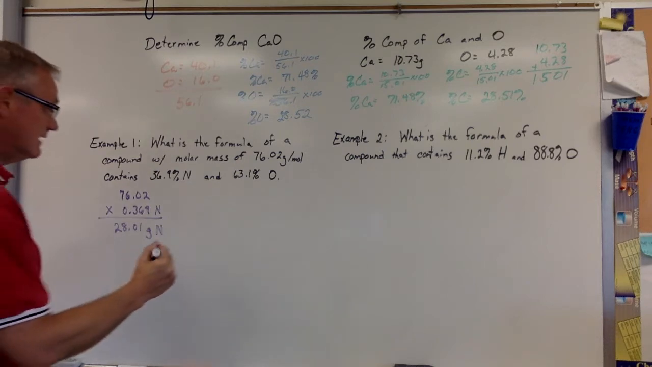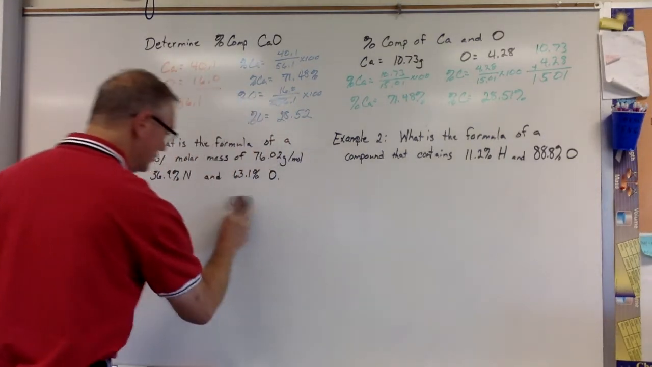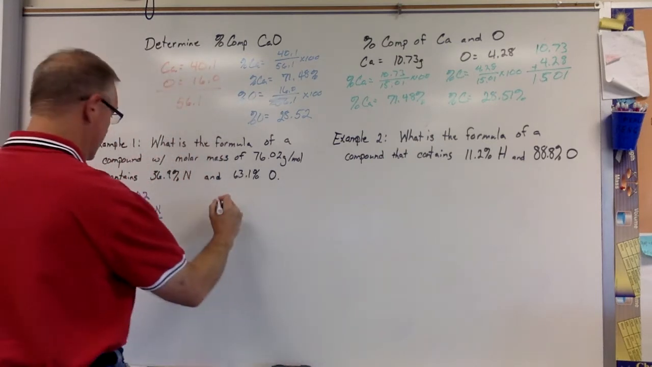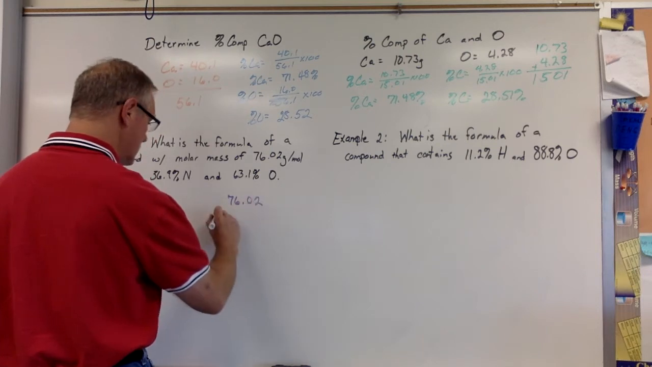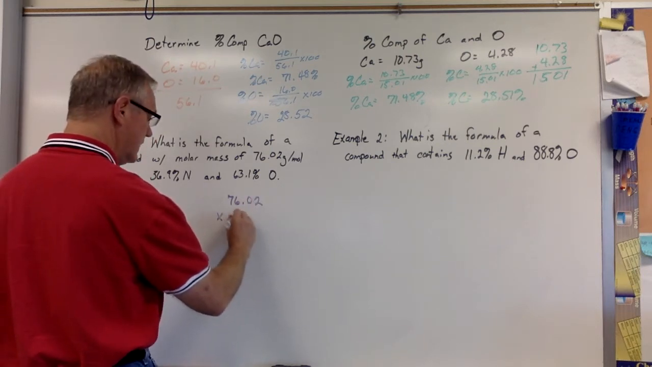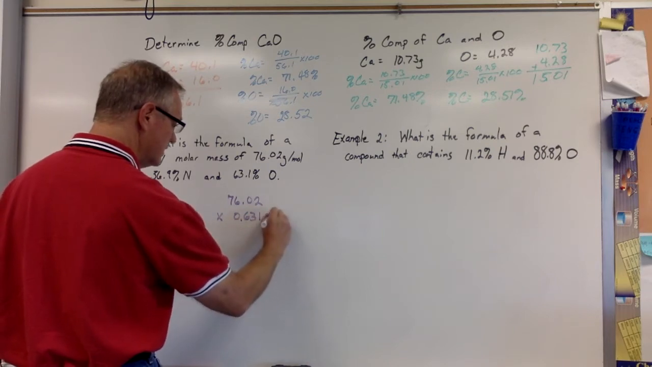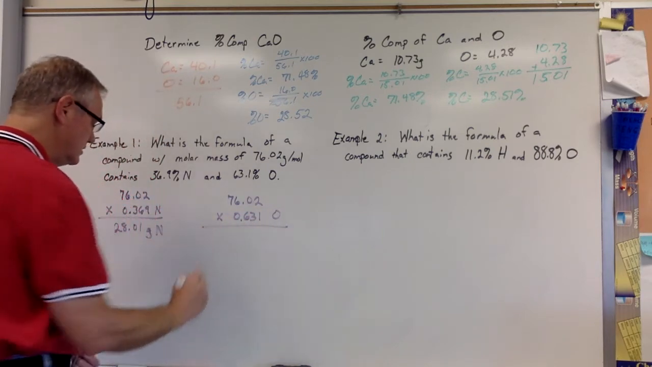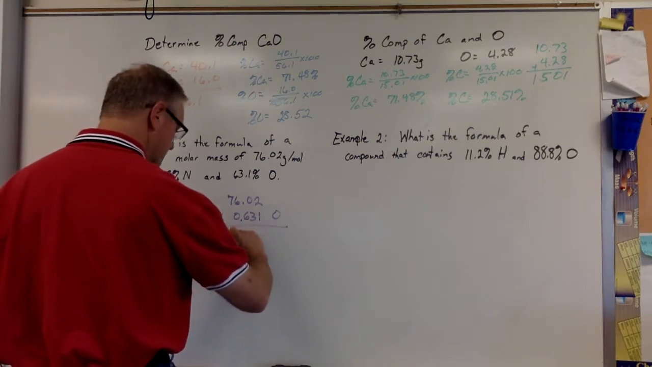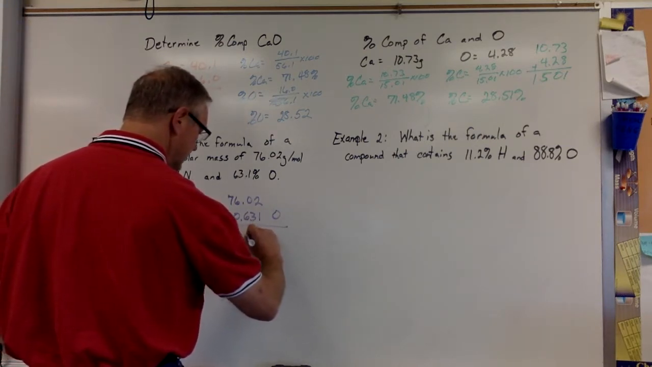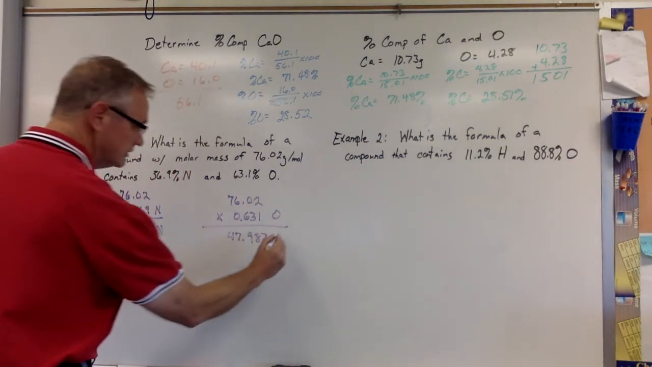Let's do the same thing for my oxygen. I'm going to start with the molar mass, to be consistent. I have 76.02. This time I'm going to multiply it by 63.1%, and that is of oxygen. This time I'm going to get 47.987 grams of the oxygen.